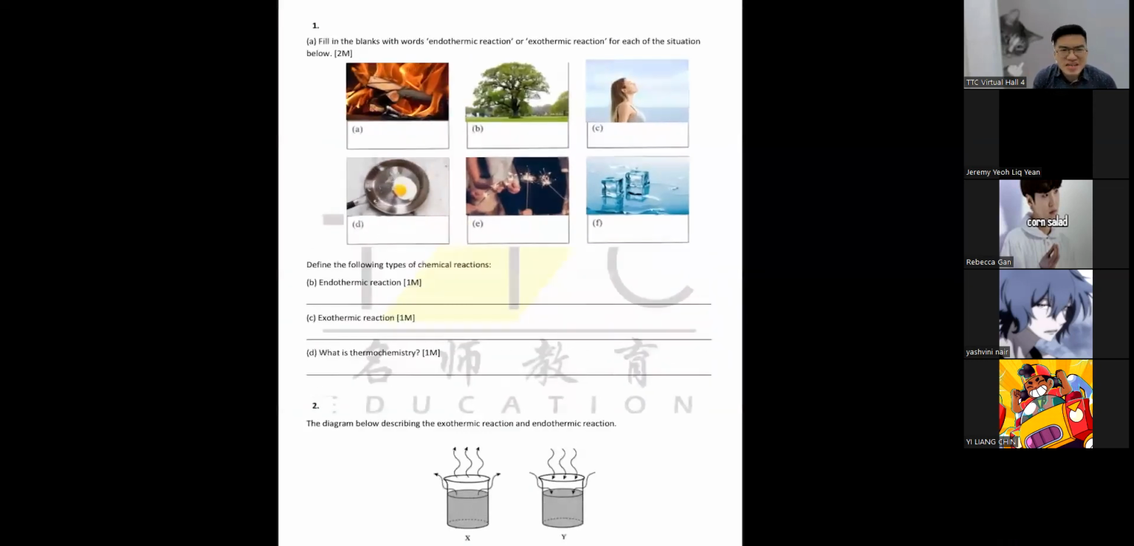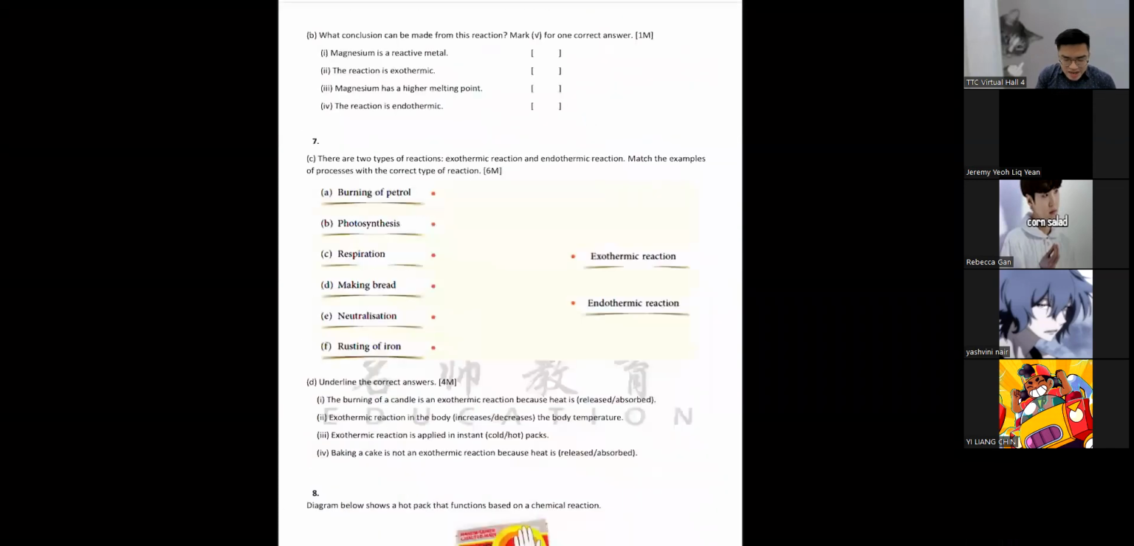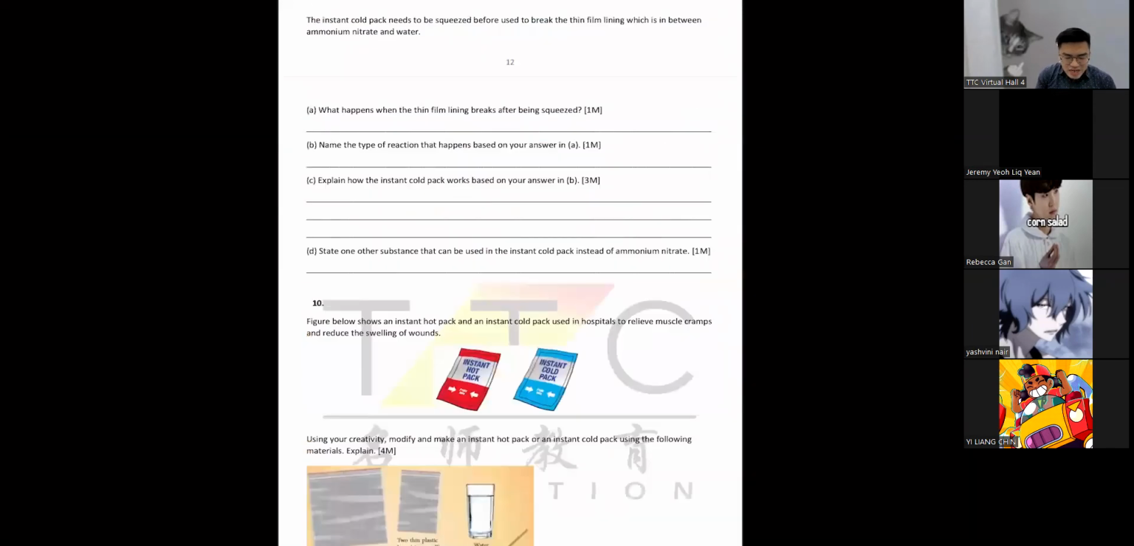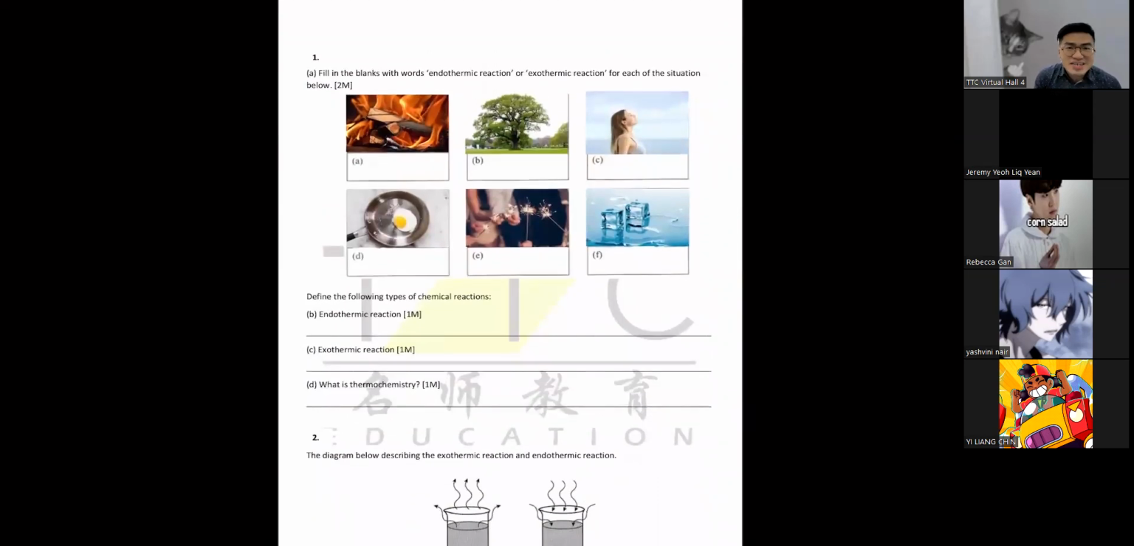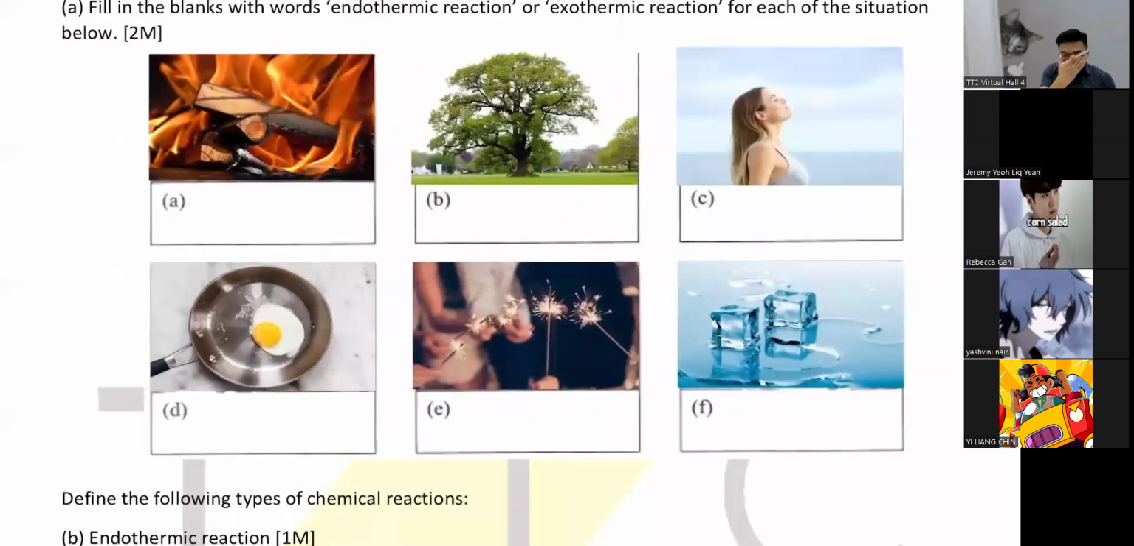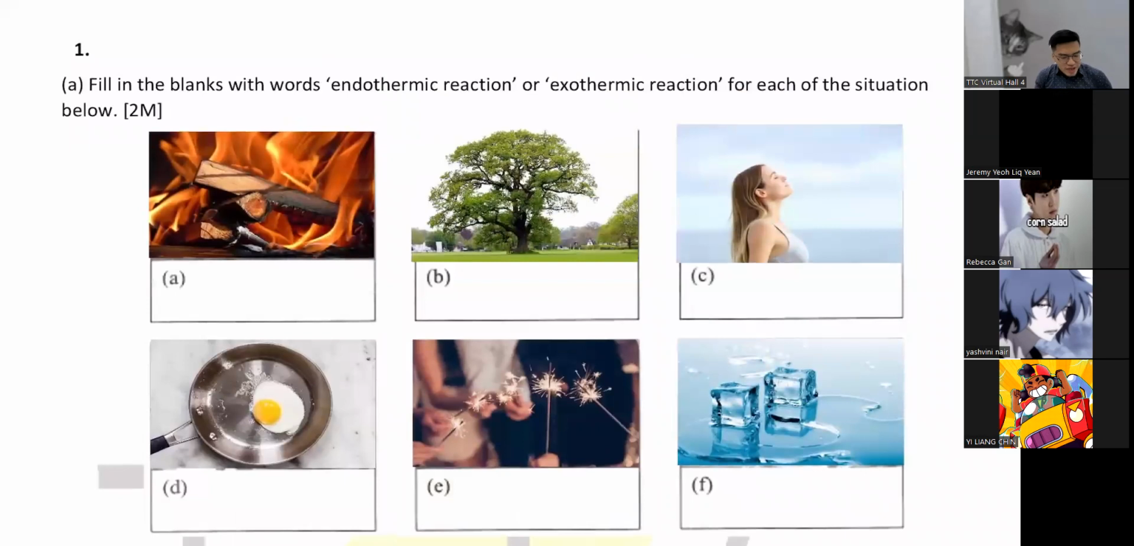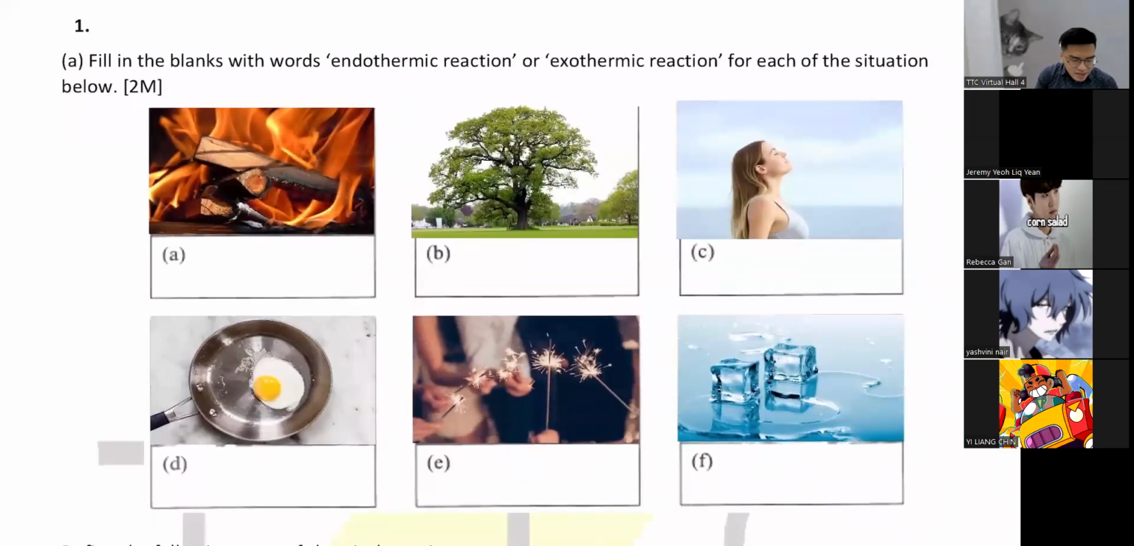We haven't done any exercise last week, but as you can see, there are 11 pages of exercise. I won't do all because they are kind of repetitive and kind of the same. You shall see why later. Anyway, let's go to question 1A. Fill in the blanks with endo or exo in the situation below.